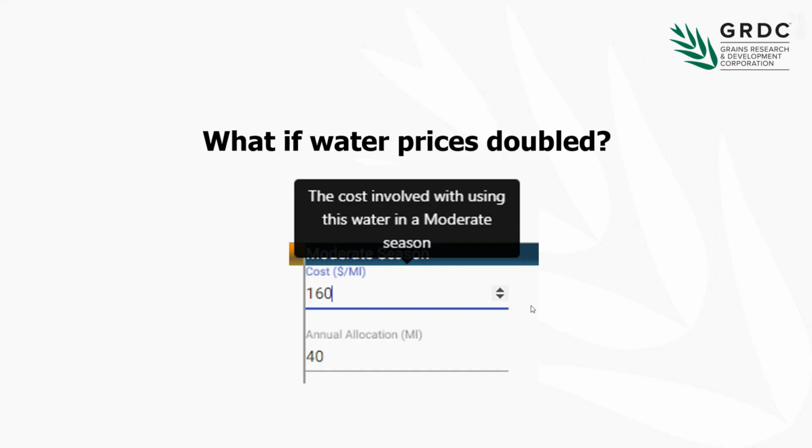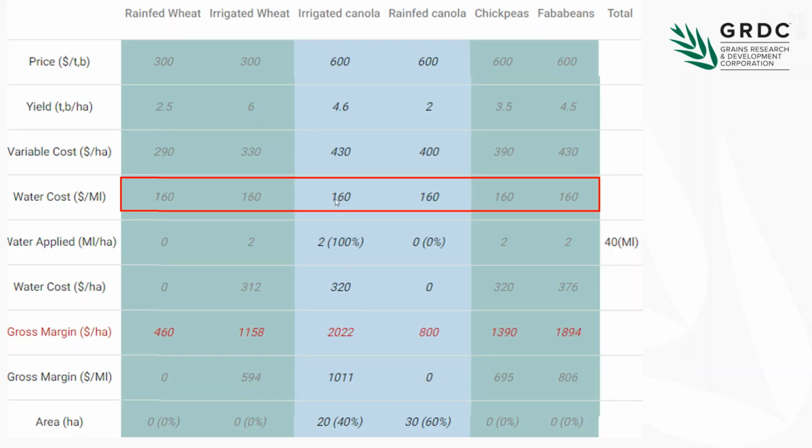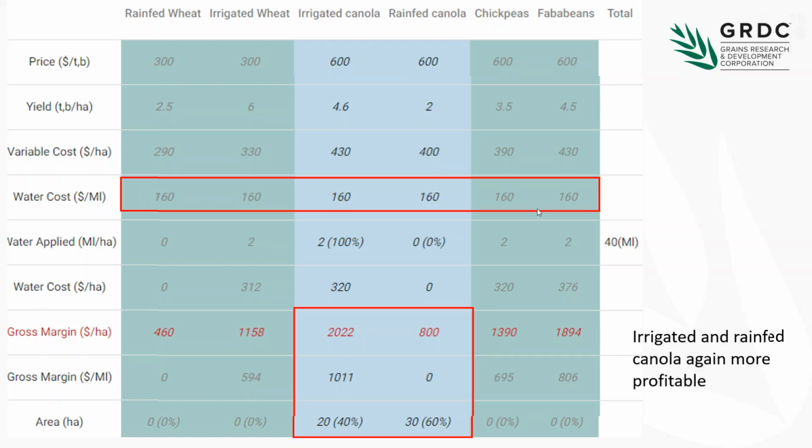What about if water prices doubled? So it was, you might recall, $80 a megalitre we used at the start. What happens if it was $160 a megalitre? And so you can do similar examples with any other water price. Go back, put it into one of the inputs, rerun the Optimiser. You can see that the water prices have gone up to 160, which is right.